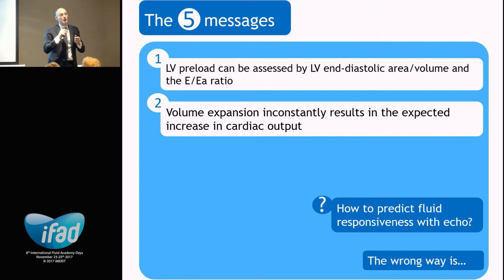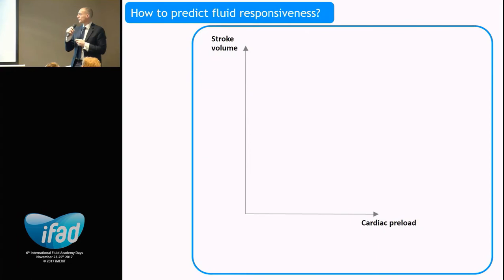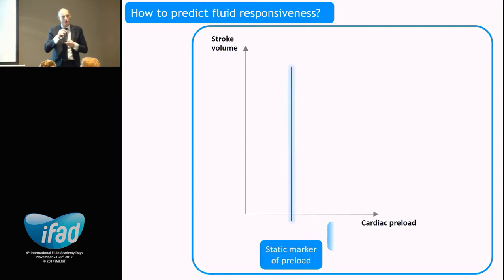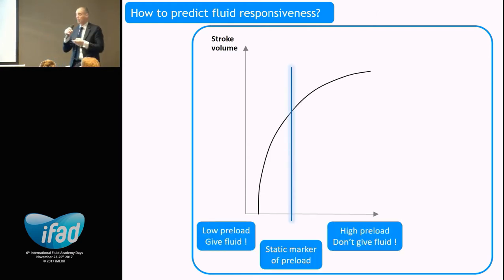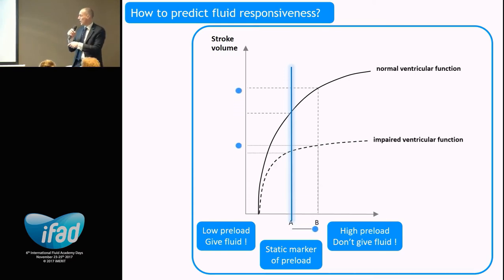The wrong way is to use the static markers of cardiac preload, the equivalent of the CVP. And of course, you know that CVP is very bad to test fluid responsiveness. The obvious reason comes from basic physiology, because one given value of cardiac preload does not predict fluid responsiveness. Again, it's basic physiology.